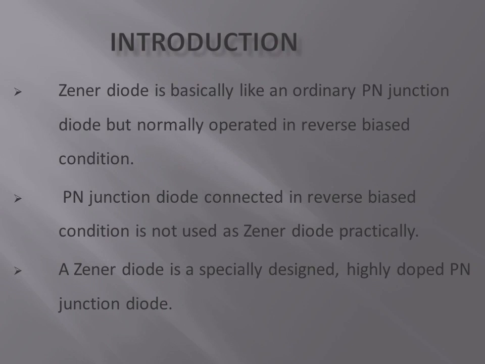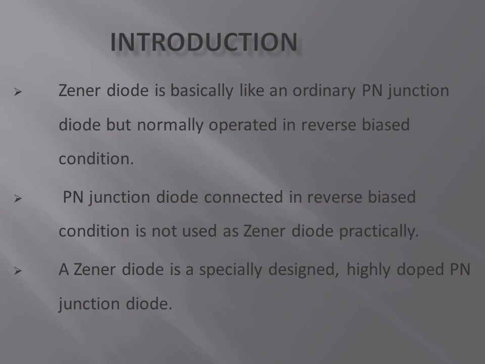Here we can see the Zener diode is not like any other PN junction diode. It is not a normal diode. It has its own significance. The idea is that it is normally operated only in the reverse bias condition. We know that a PN junction diode doesn't operate in reverse bias, while it operates only in forward bias condition. And this Zener diode operates only in reverse bias.